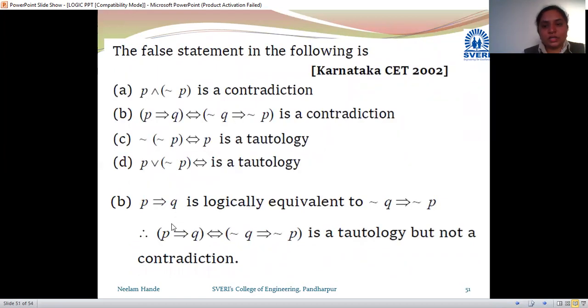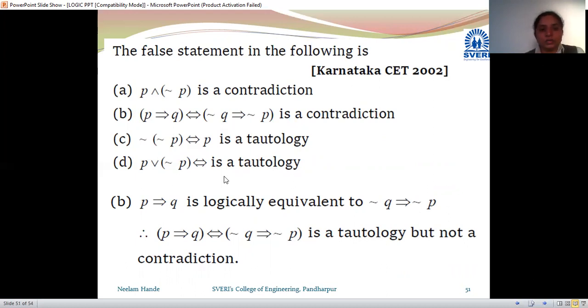The false statement in the following, you have to identify the false statement. P and negation Q is a contradiction. P implies Q if and only if negation Q implies negation P is a contradiction. Negation of negation P implies, double implication is a tautology. Now we have to identify the false statement.